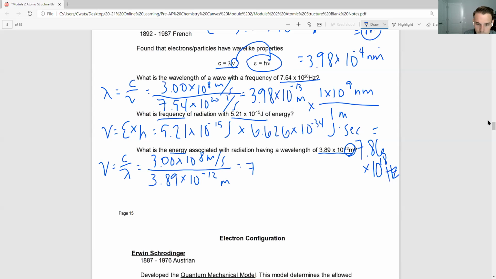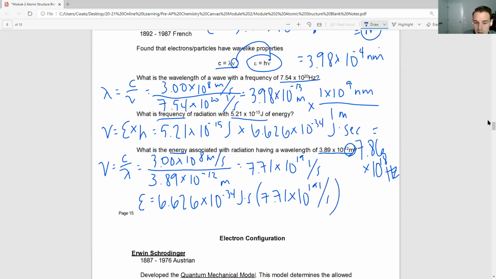That gives me 7.71 times 10 to the 19th 1 over seconds. And then just plug it in for energy. Energy equals 6.626 times 10 to the negative 34th joules times seconds times 7.71 times 10 to the 19th 1 over seconds. Seconds will end up canceling, leaving you with just joules. And your final answer is 5.11 times 10 to the negative 14th joules. Okay.